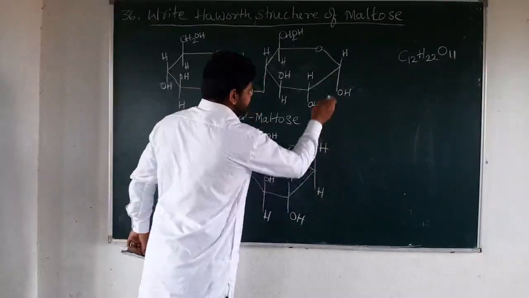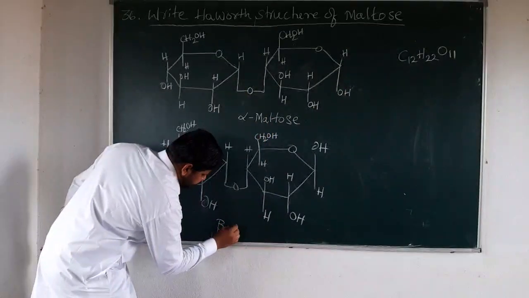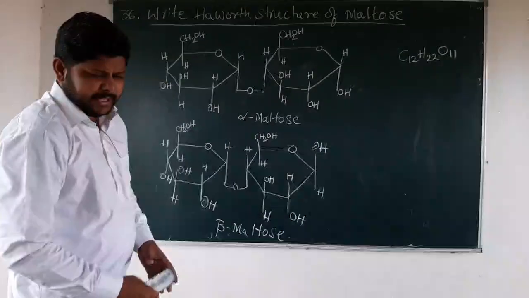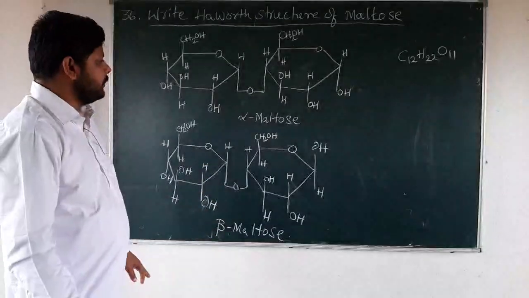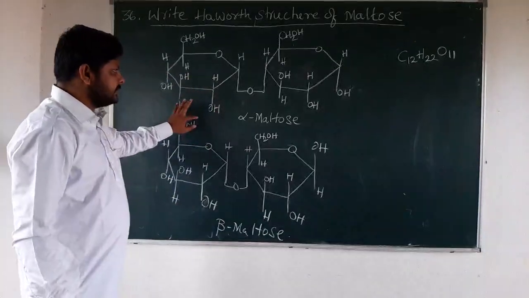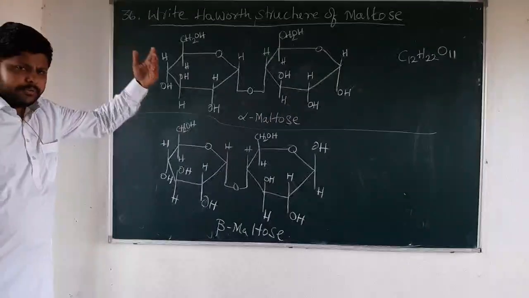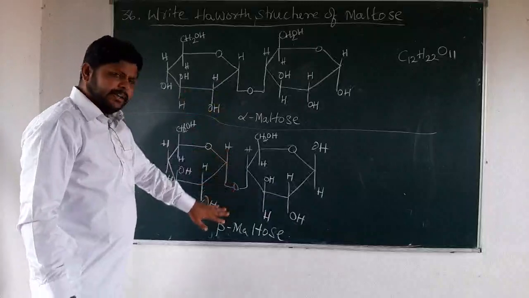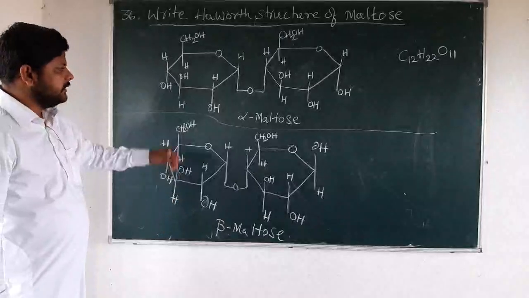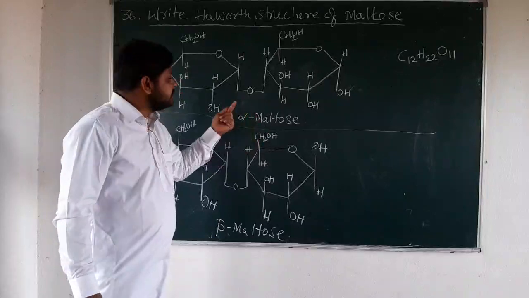By seeing this, OH below the plane is alpha maltose, and OH above the plane is beta maltose. This is the Haworth structure of alpha maltose and beta maltose. This can be asked for 2 marks. If maltose is asked in the examination, you can write this. If you want to write both, write alpha and also beta; both are the same except for this. Whenever you write the structure, write clearly whether it is alpha or beta.